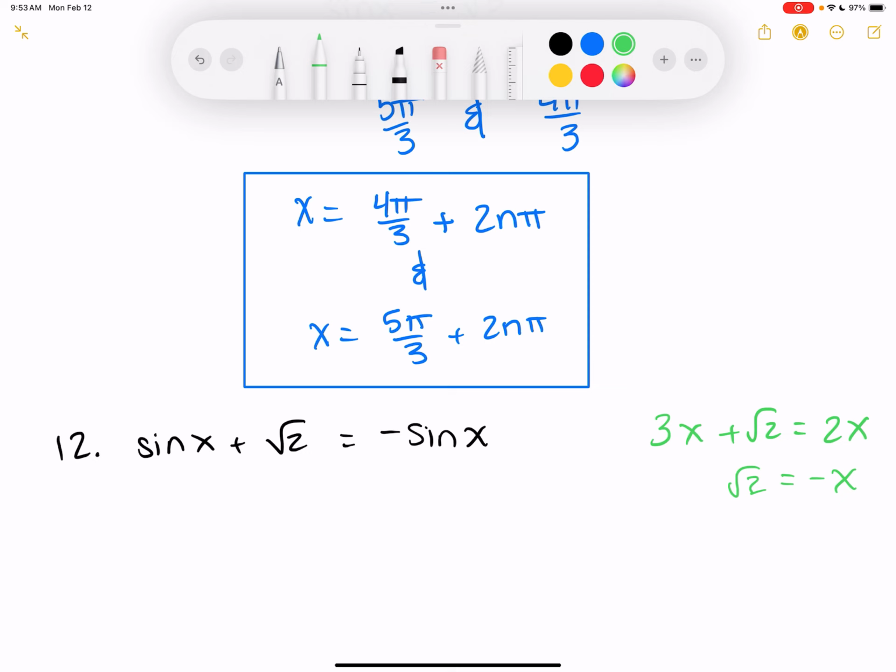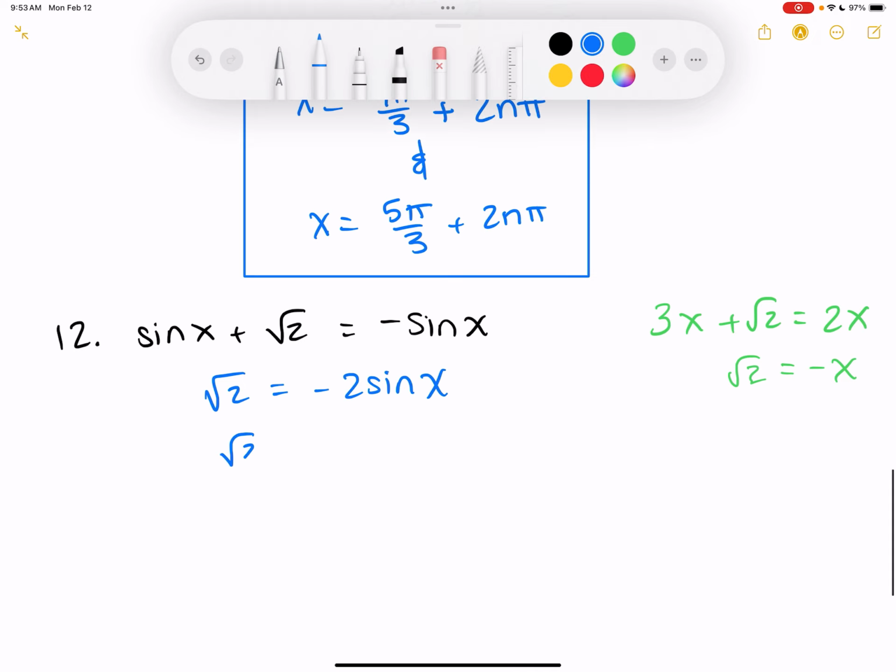Subtract sine of x. So square root of 2 is equal to minus sine of x minus sine of x, which is minus 2 sine x. Now I need sine of x by itself, so what would I need to do? Divide by negative 2. So negative root 2 over 2 is equal to sine of x. So where on the unit circle is sine of x equal to negative root 2 over 2?